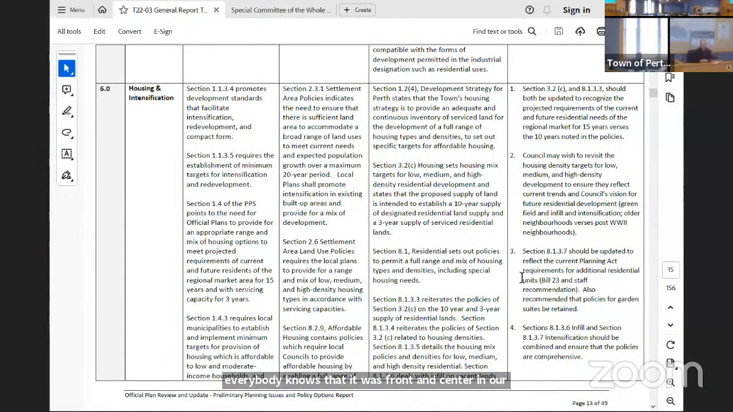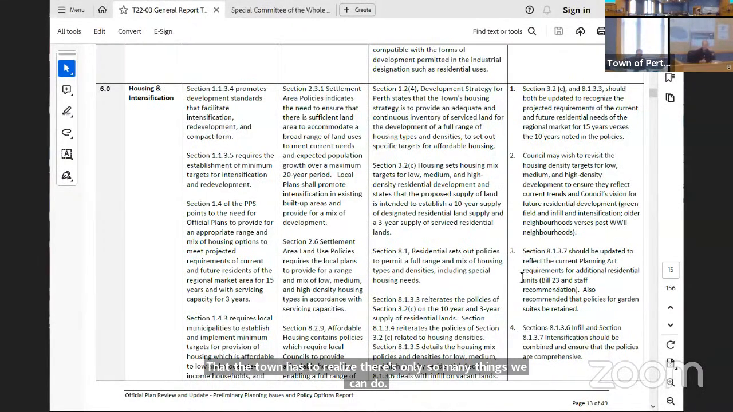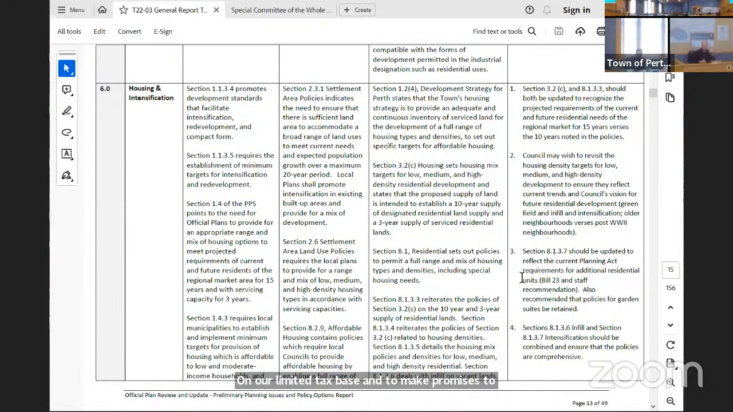There's a really good article from Enid Slade. I was talking to Michael about it today in one of the recent Municipal World magazines. And she's talking about that we need to stay in our lane, that the town has to realize there's only so many things we can do on our limited tax base, and to make promises to people or give the public the impression that we're open to a lot of different ideas that we're really not able to afford, unless you expect the taxpayers to really have their tax increases go up. I think that has to form one of the founding policies in the official plan.